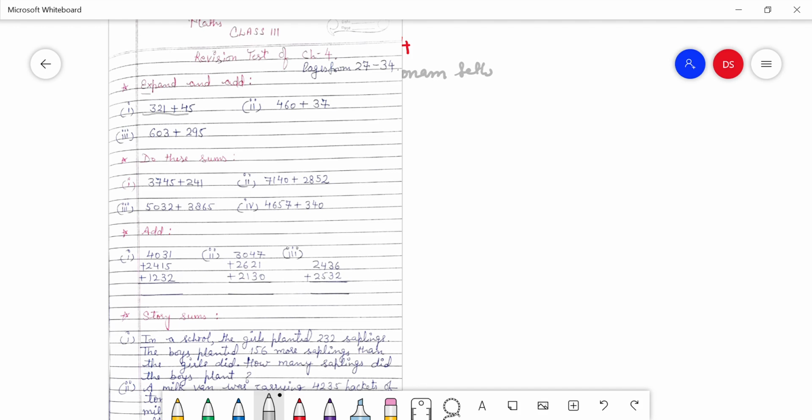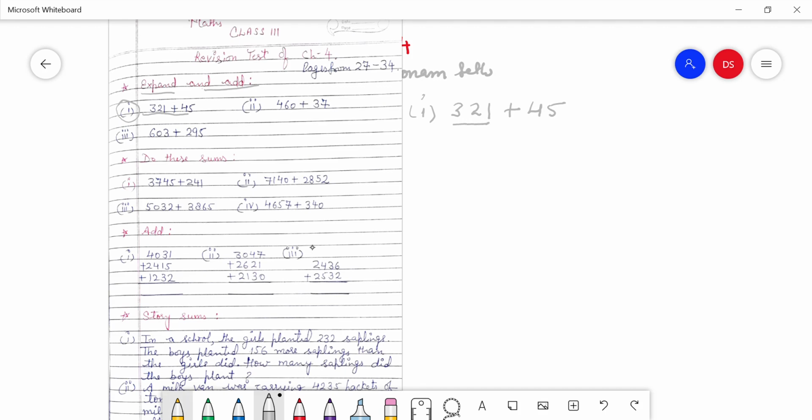Expand and add. As you know how to add the numbers, but before adding the numbers you have to expand the numbers. This also you already know. There are two numbers in the first part, 321 and 45. So first of all we will expand the numbers separately, then we will start adding. The first number is 321 and we have to add 45 to it.